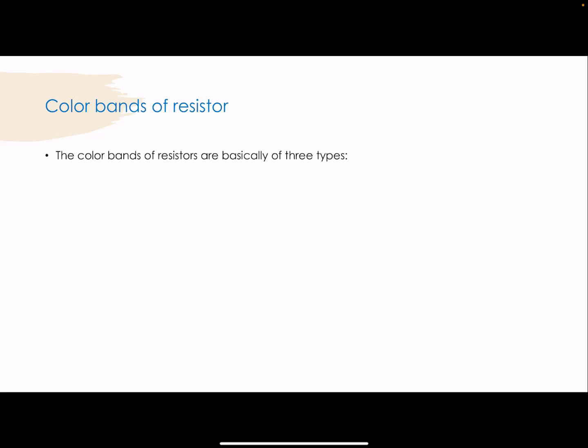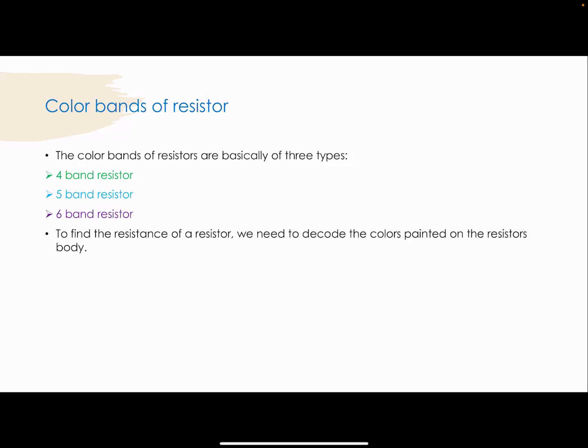The next is color bands of resistor. The color bands of resistor are basically divided into three types. They are 4-band resistor, 5-band resistor and 6-band resistor. To find the resistance of a resistor, we need to decode the colors painted on the resistor's body, and the decoding changes based upon the number of color bands painted on the resistor's body. Now let us see one by one in detail.